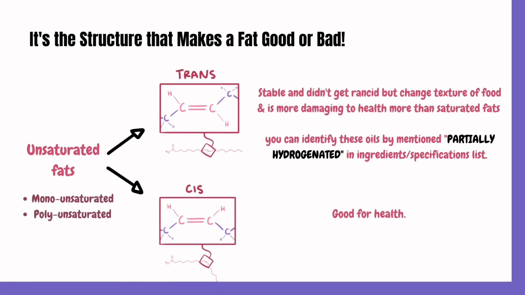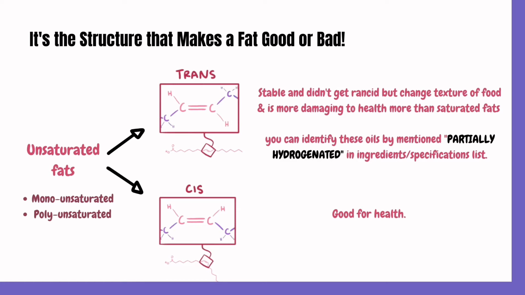It's the structure of fat that makes a fat good or bad. Unsaturated fats are usually good for consumption, but at times they can be more damaging to health than saturated fats. Unsaturated fats contain a carbon-carbon double bond and hence can attain two configurations: trans and cis. Trans fats are stable to heat and also don't get rancid, but they can change the texture of food and can be more damaging to health due to their incompatibility with the metabolic pathways.